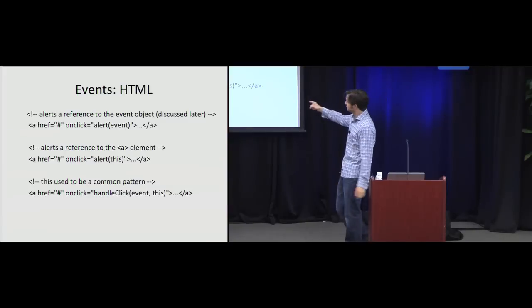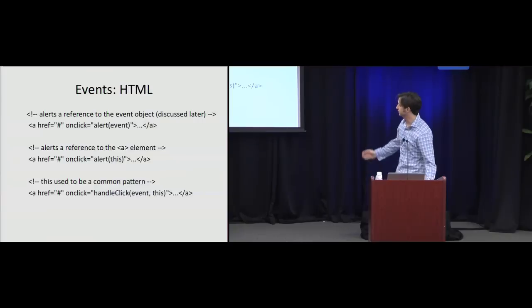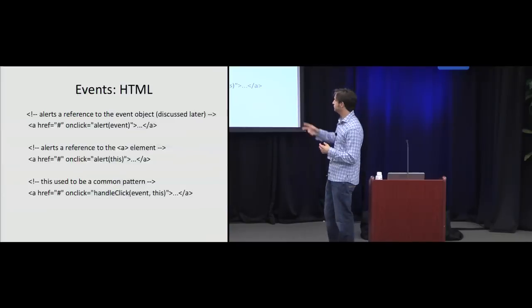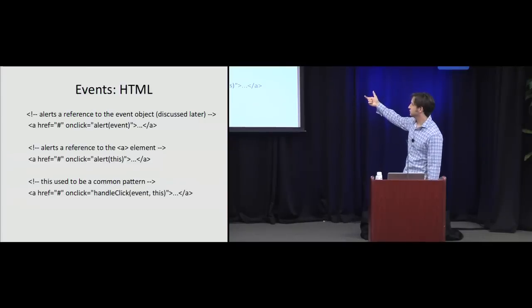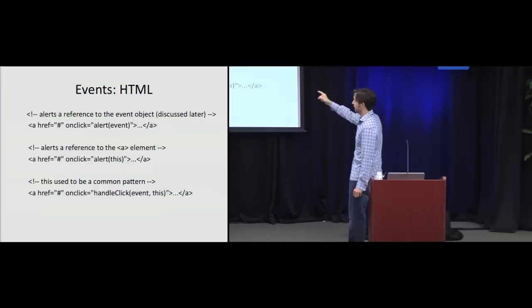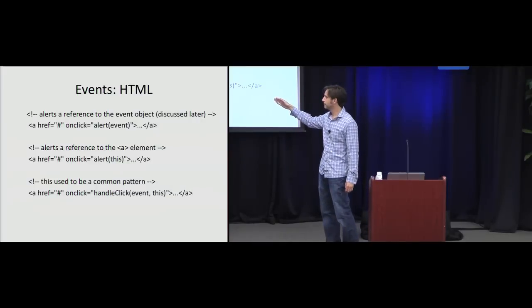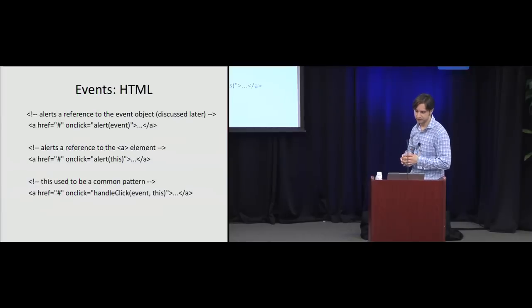What used to be done, if any of you have been doing this for longer than probably 5, 7 years or so, you'd see this, right? You'd just have inline HTML events, on click. And these are kind of their own special thing in that there's two objects that are available. The event object, which is spelled out event, that would refer to the event object that we're going to talk about in a second. And this, which refers to the actual A tag, or whatever node it's attached to.